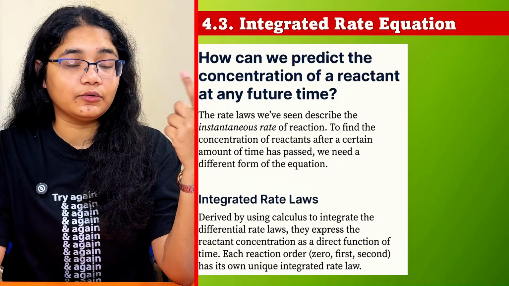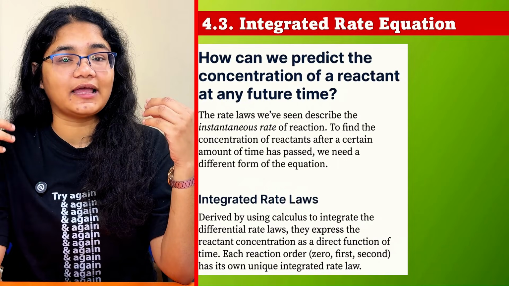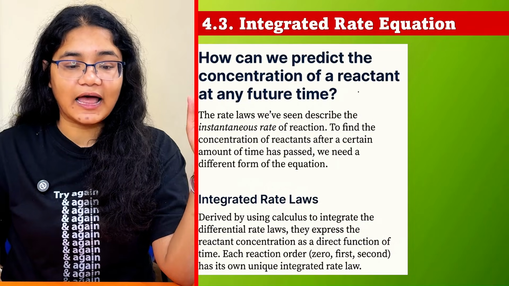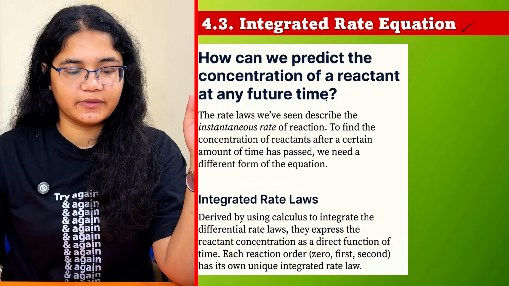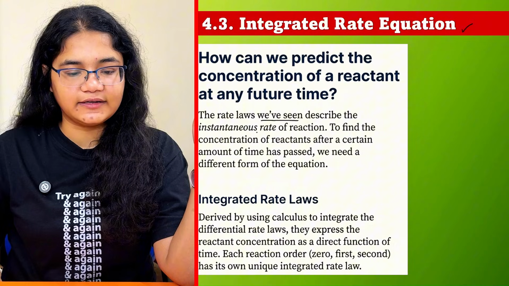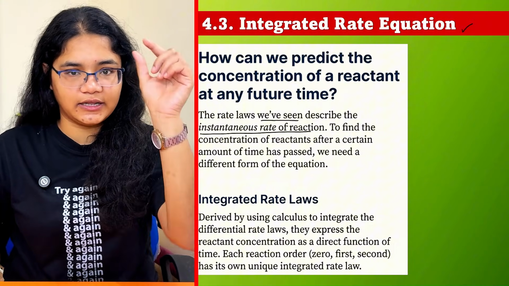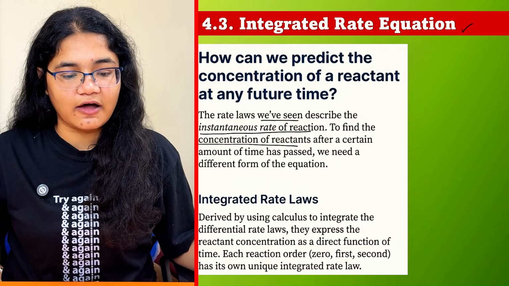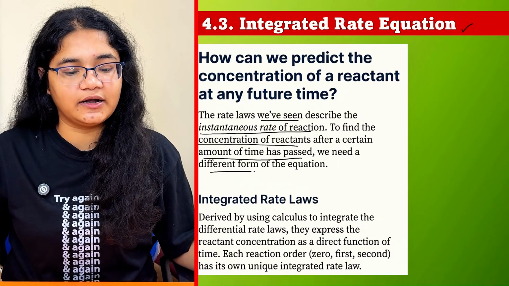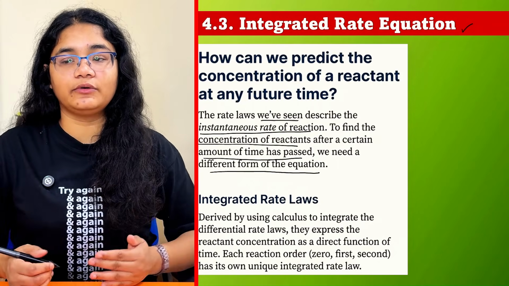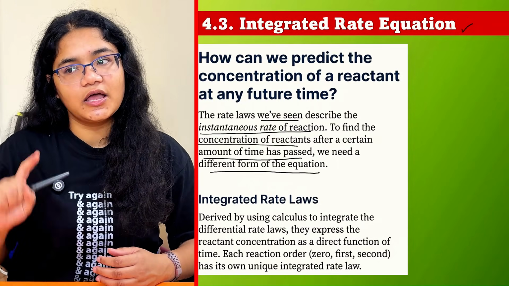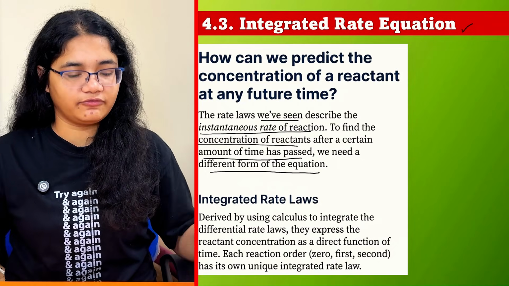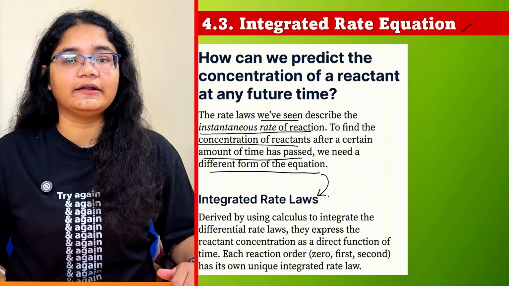So when you want to calculate the concentration of the reactants or the concentration of products or time, for that we need the integrated rate equation. See here, the rate laws we have seen describe the instantaneous rate of the reaction, dR by dt we are doing, which is the instantaneous rate. To find the concentration of the reactants after a certain amount of time has passed, we need a different form of the equation. So if you want to calculate what the concentration will be after 10 minutes, after 30 minutes, for that we need a different set of equations which are called integrated rate equations.